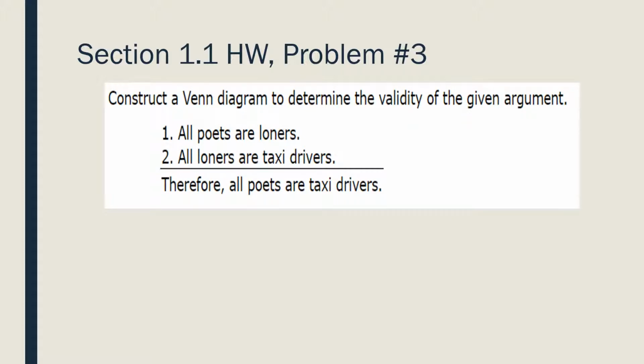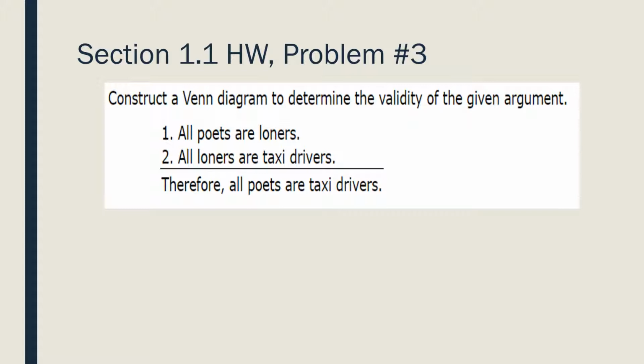Now let's look at another example. This is another example from your homework, section 1.1 homework number 3. It says construct a Venn diagram to determine the validity of the given argument. Our major premise is that all poets are loners. Our minor premise is that all loners are taxi drivers. And our conclusion is all poets are taxi drivers.